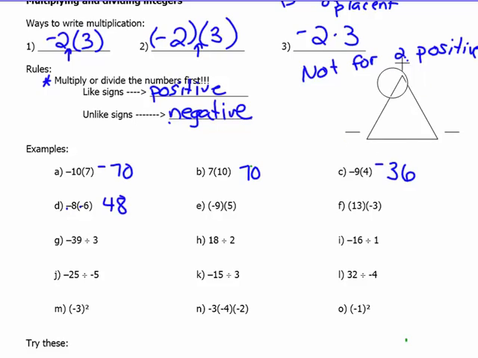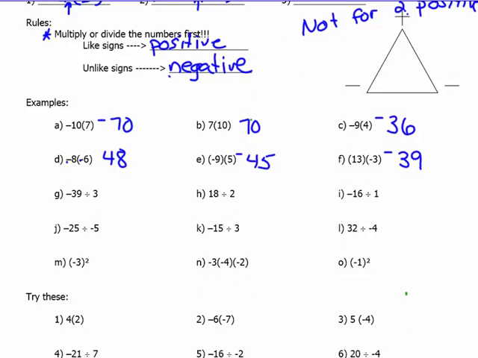Okay, moving on. So now I have -9 times 5. Well, 9 times 5 is 45. Negative times a positive is a negative. Letter F, 13 times -3. 13 times 3 is 39. Unlike signs means that it is a negative. So division works the exact same way. Isn't that nice? So we're going to divide the numbers first. So 39 divided by 3 is 13. I know that from letter F. And unlike signs means that it's a negative.